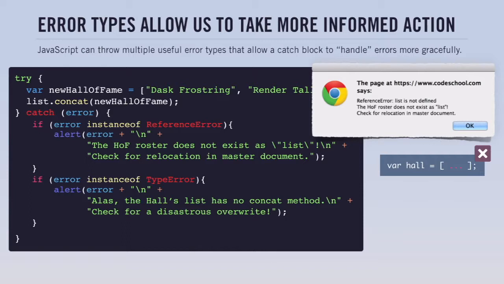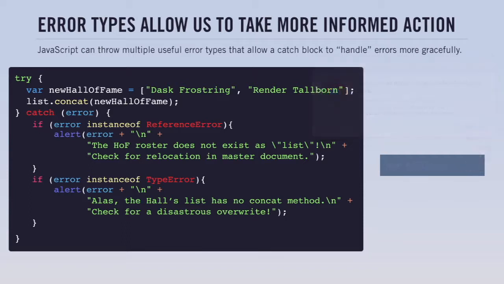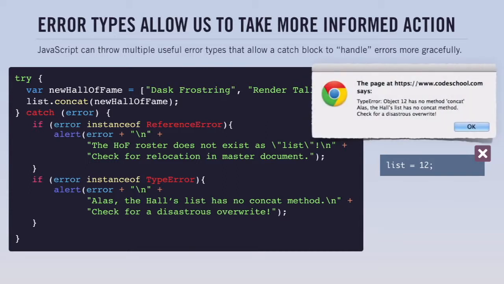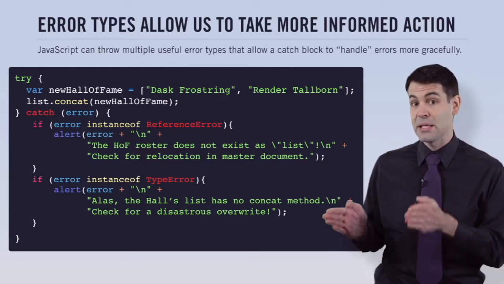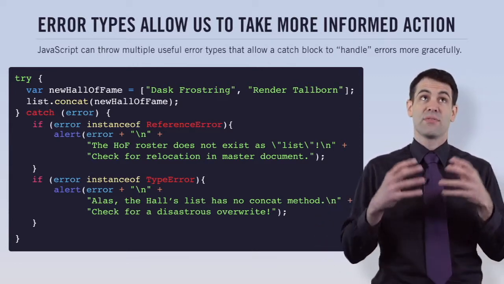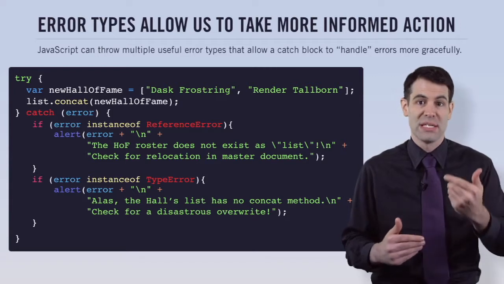Next, what happens if list is still there, but now it's a stupid number? It's 12. List is 12. 12 is list. Well, when we get through that catch, we'll get a type error and we'll get the exact right pop-up message back. Object 12 has no method concat. Well, yes, it certainly doesn't. Alas, the Halls list has no concat method. Check for a disastrous overwrite. This particular error message directs us exactly where to take action so that we're not left fumbling in the dark about where to start debugging.